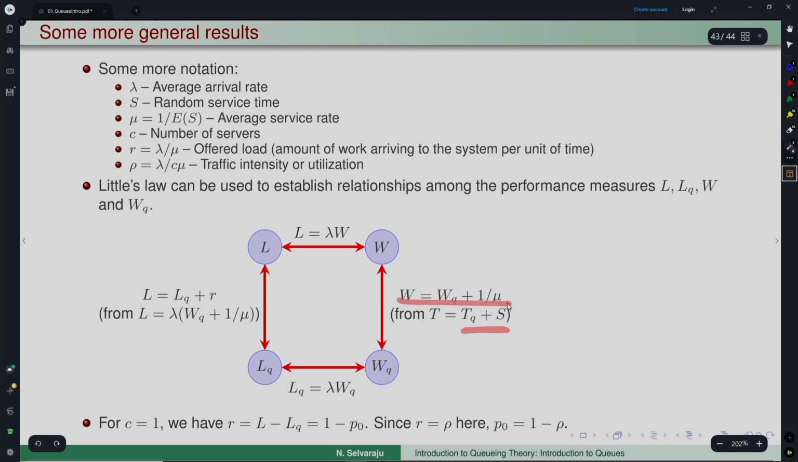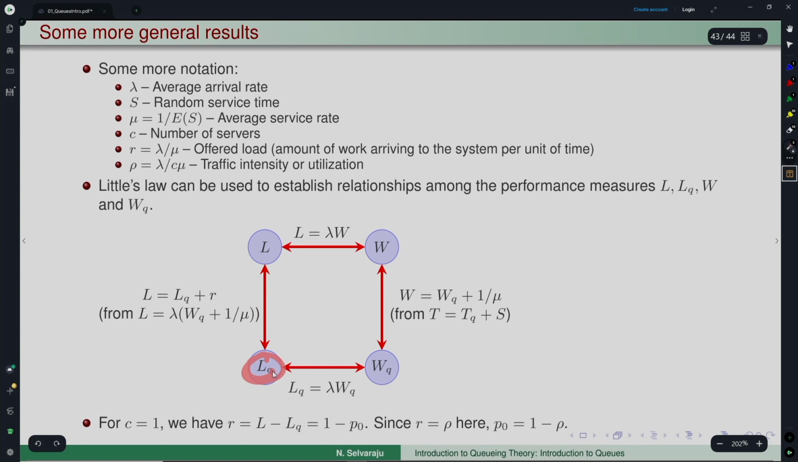So, T is the sum of these 2 quantities. The expectation is the sum of the expectation of this, which is WQ, and the expectation of this, which is 1 by mu, and this is the expectation of T, right. So, that is what you get. From W I can move to WQ using this relationship, or from WQ to W, in whichever way, you can use the relationship. Now, once I am here, I can view only the queue alone and apply Little's law, then I get this relationship, as we have already seen, LQ equal to lambda times WQ.